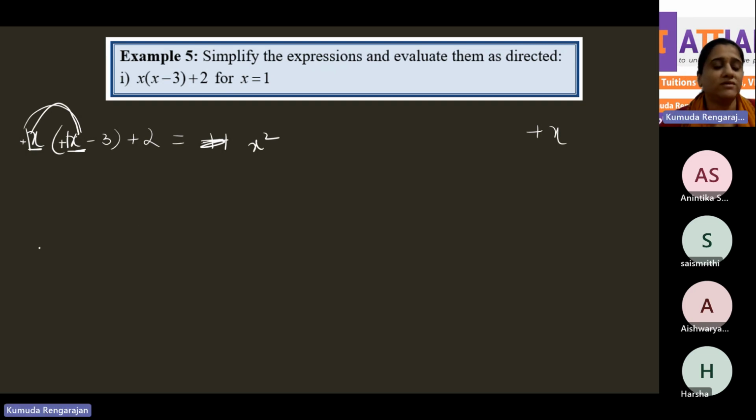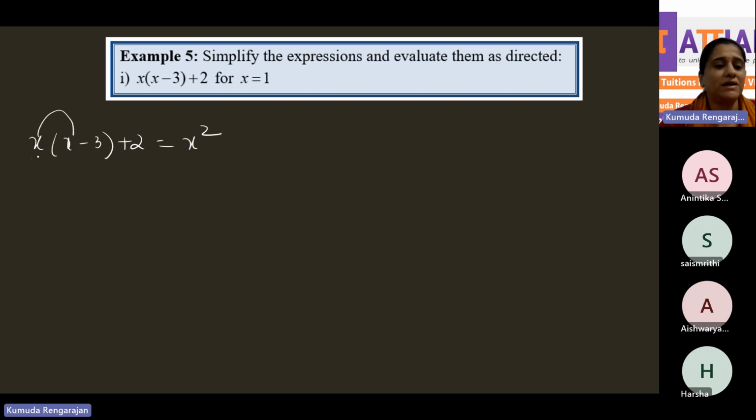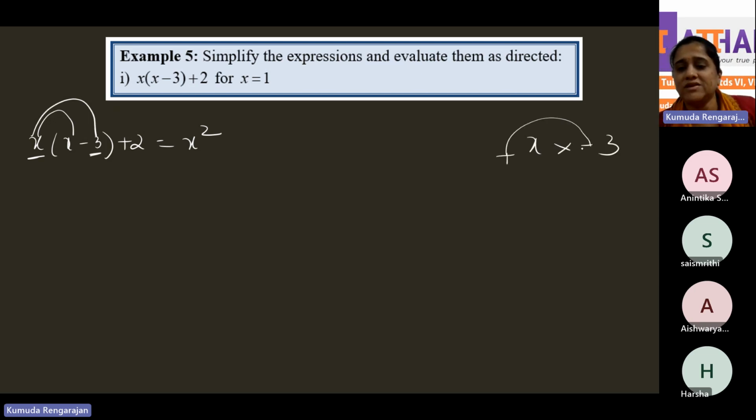Okay. And now multiply. So x into x is x squared. Now you have to multiply x and minus 3. How do you multiply x and minus 3? Multiply the signs. Plus into minus, minus. Then the numbers. There is 1 here. 1 into 3, 3. And the letter x.